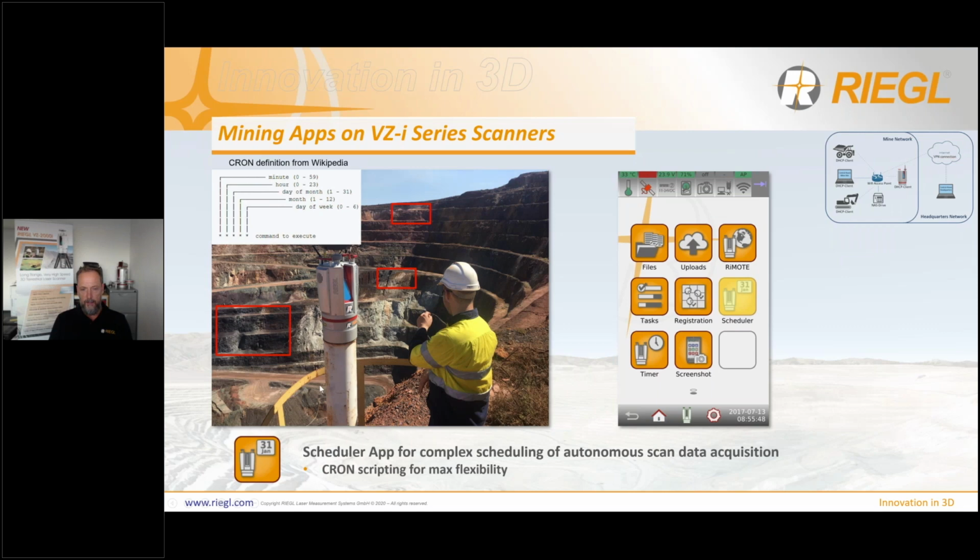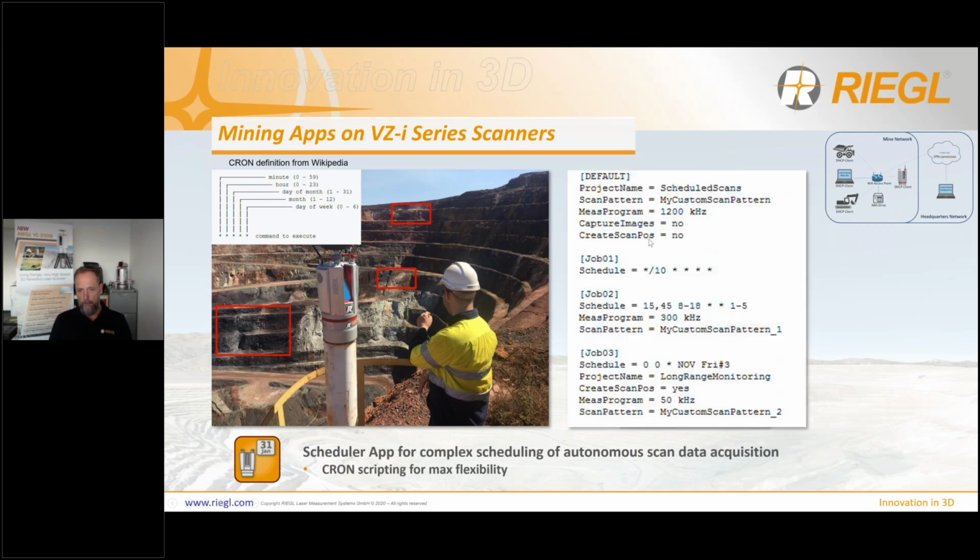And such a schedule is simply stored in a very simple text file. So you have an example of that text file already stored on the scanner, so you can use that example text file and overwrite it. You have a default section here which defines the project name, the scan pattern, the measurement program, and then followed by the jobs. So you can define an unlimited number of jobs.